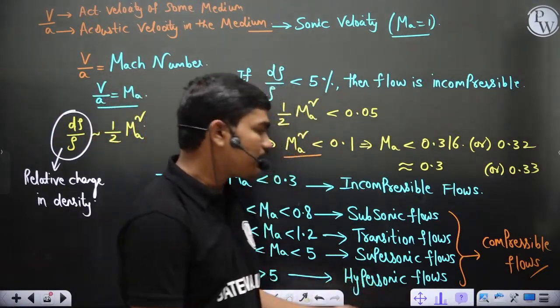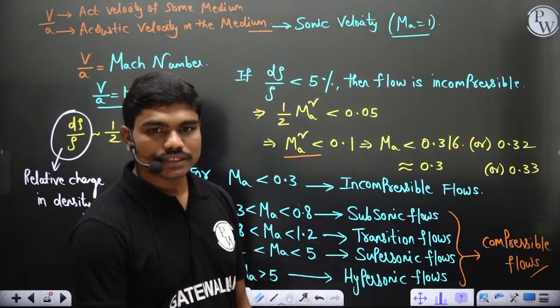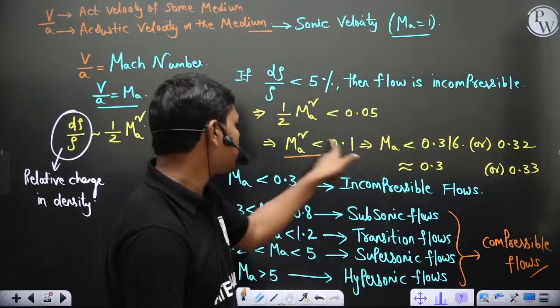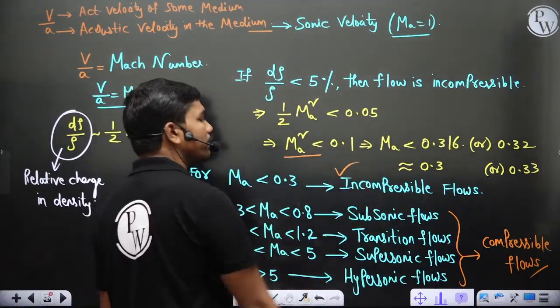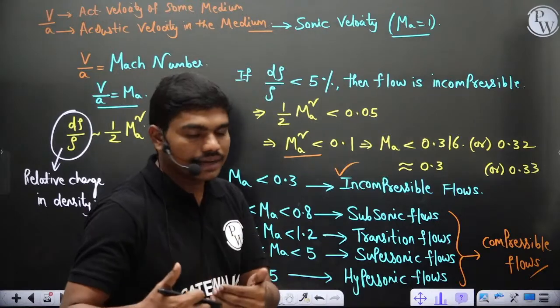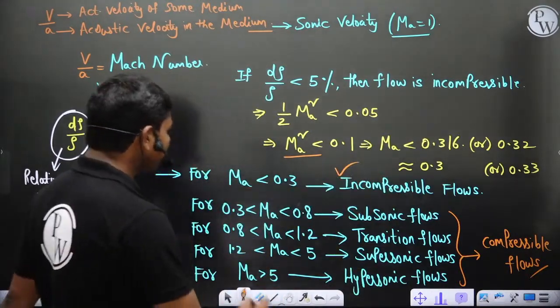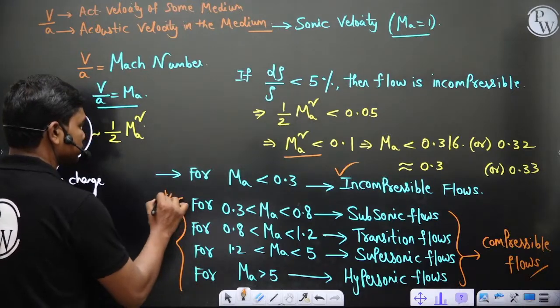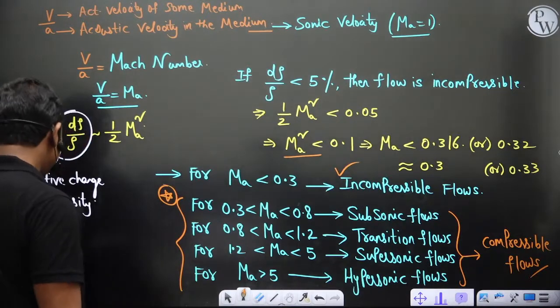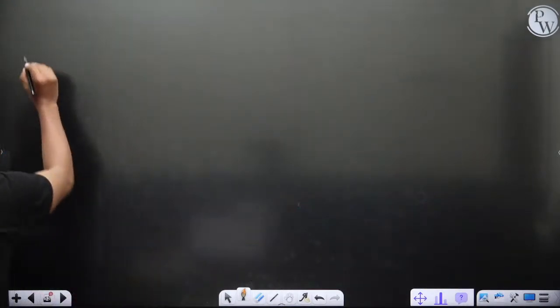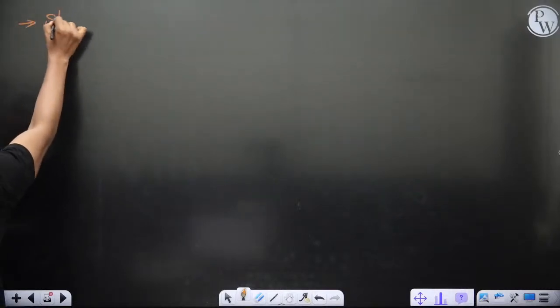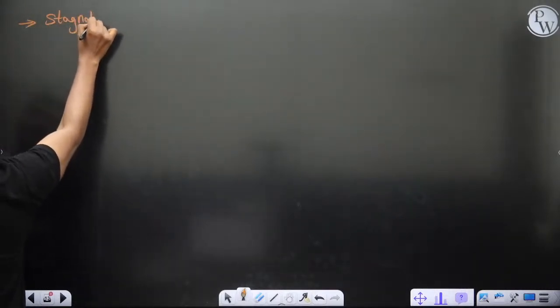So this is hypersonic flows. Now our preliminary job is, we have already seen this in fluid mechanics. So this is already addressed in fluid mechanics. Now our job is to talk about these flows. Now we will talk about some important things which are called stagnation properties.